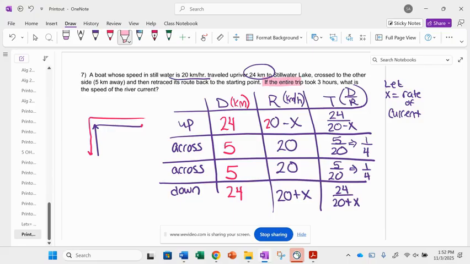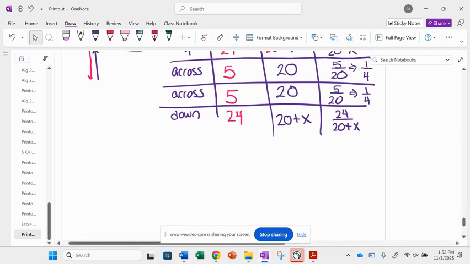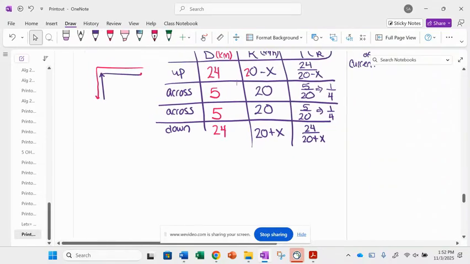Now it says if the entire trip took 3 hours. This is where my equation comes in. I'm going to add the times, and what do I have to do with all of these times? Add them and set it equal to 3. You got it.